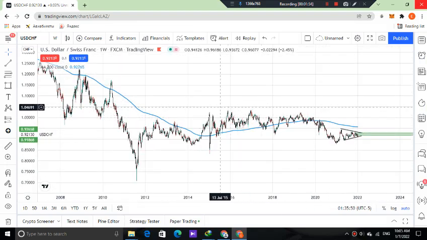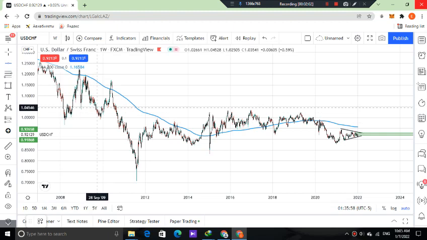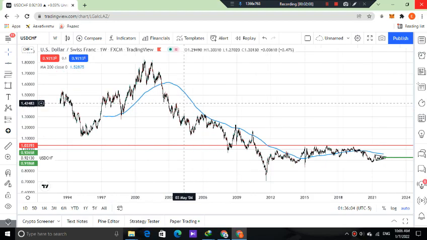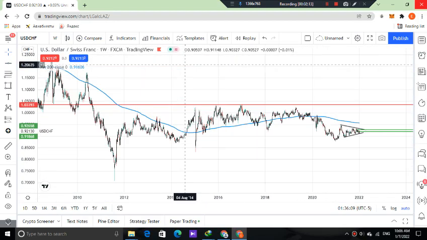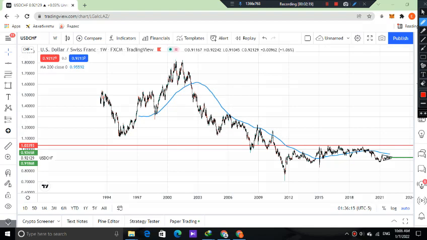This one, you can draw a horizontal line if you want to, to make it more clear for yourself. You have this support here and resistance.